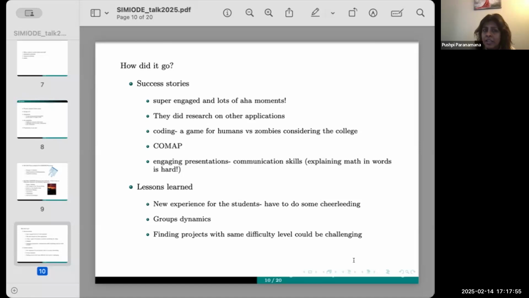The one group who did humans versus zombies, they actually did a brilliant job. They coded a game and considered the St. Mary's as the population and what happens after a zombie apocalypse. So we had really engaging presentations, and the point I wanted to make was you have to use the techniques and then you have to explain to the class: What's the problem statement? How do you use these differential equations techniques to solve your problem, and what are your conclusions? So we have good presentations with good communication skills.